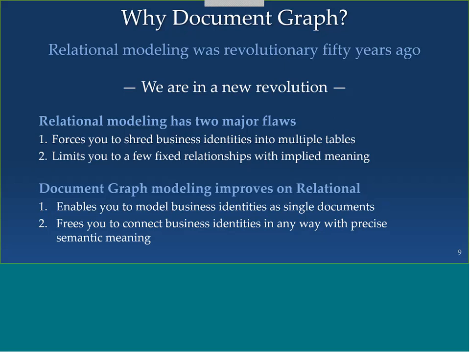It changes everything. Document graph modeling improves on relational because you can create an entire business identity, like a person or a product or a vendor, a company, any identity you can think of, or any transaction you can think of, that is a business identity. And it's a single document, one document per business identity. Then you connect those business identities together with precise semantic meaning using semantic graph. And now you have a business model that represents the real world with true meaning.